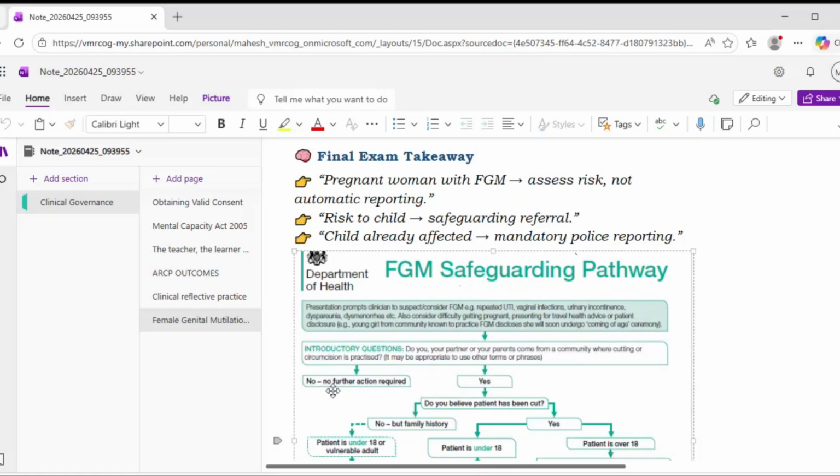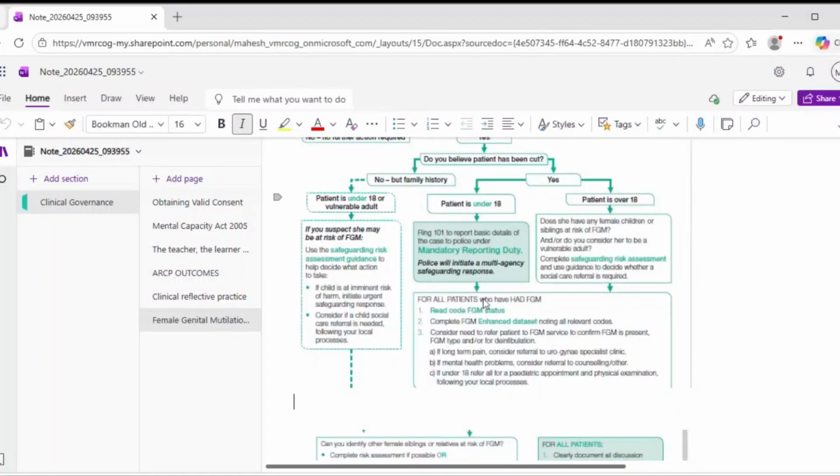But if the answer is yes, then we need to go into further detail, and this is what the flowchart is telling us. On the history, what is the suspicion? Do you believe the patient has been cut? If we feel on the history that the patient has been cut, then we follow this particular path. But if there is no cutting of the genitalia, but there is a family history, that means the patient comes from a family or community where cutting of the genitalia is practiced, however the patient has not undergone FGM.